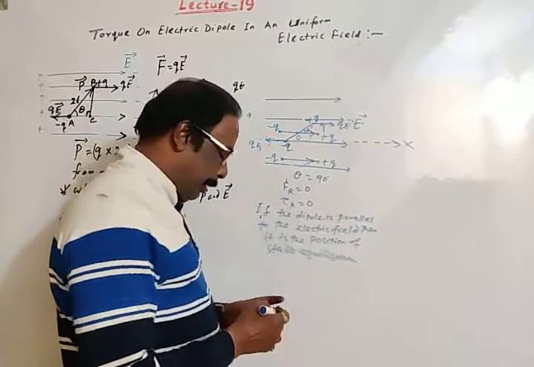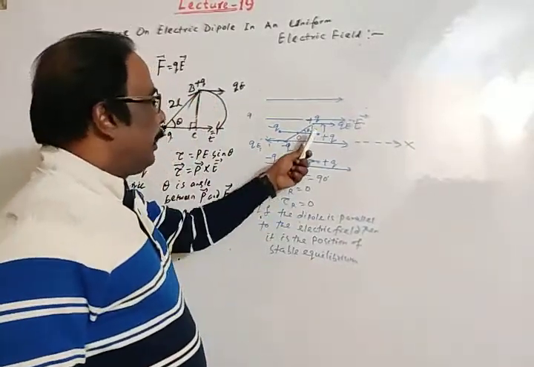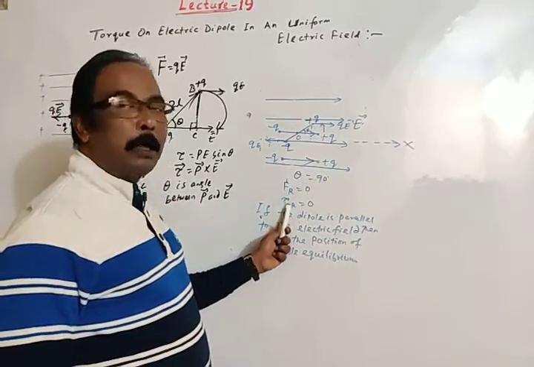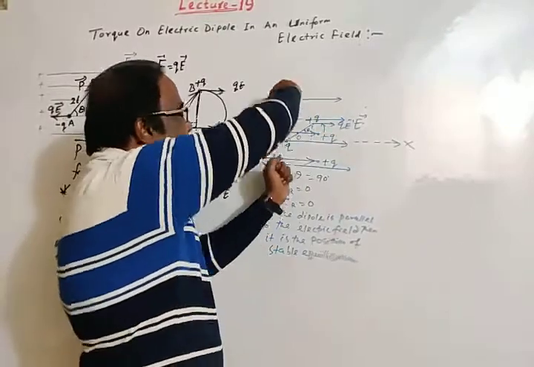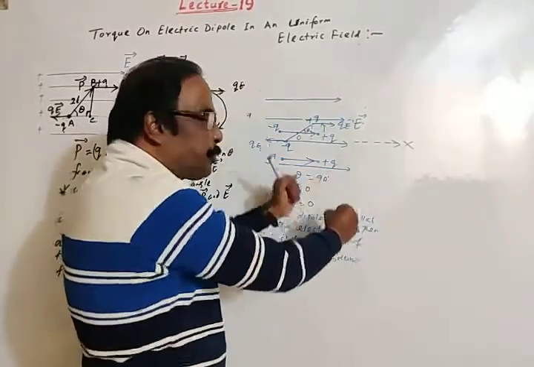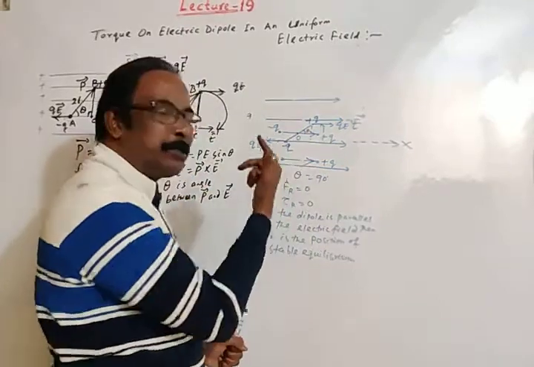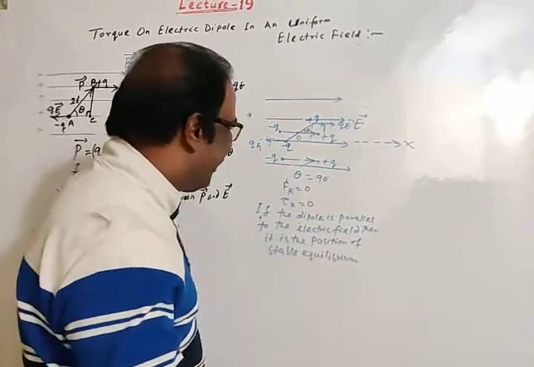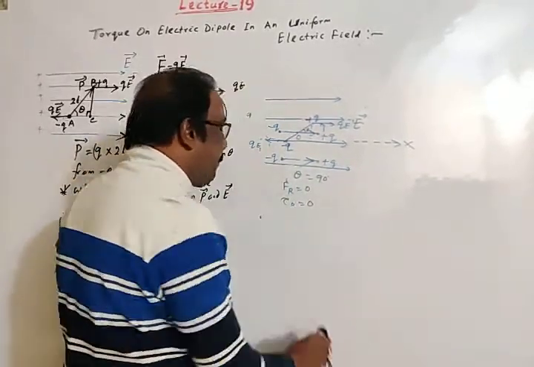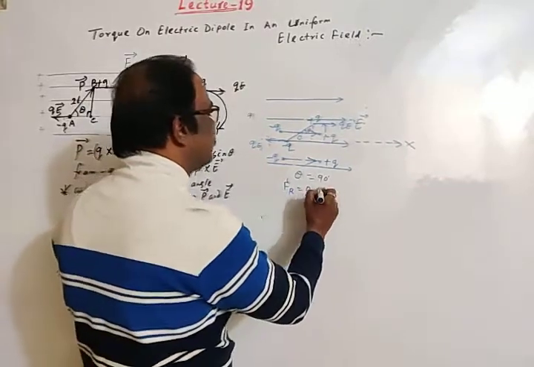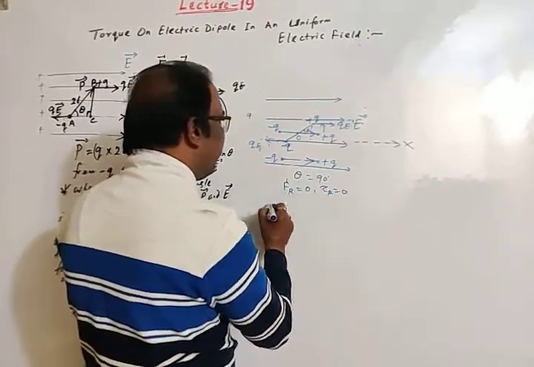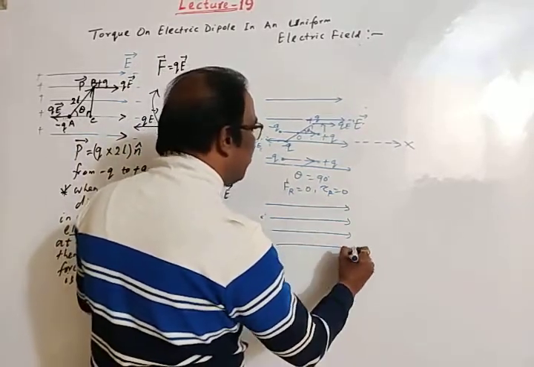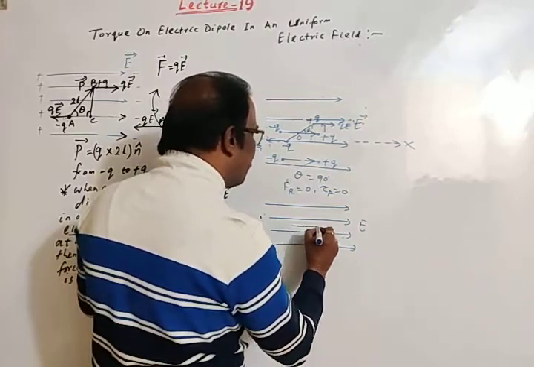I am showing you, when the dipole is parallel to the direction of electric field, resultant force is 0 and resultant torque is 0. But if the dipole is tilted a little, it will come back to its original position through a very small angle, to its stable equilibrium position, parallel to the direction of electric field. If I represent again, resultant torque is 0. Suppose this is the uniform electric field. Suppose a dipole is placed like this.